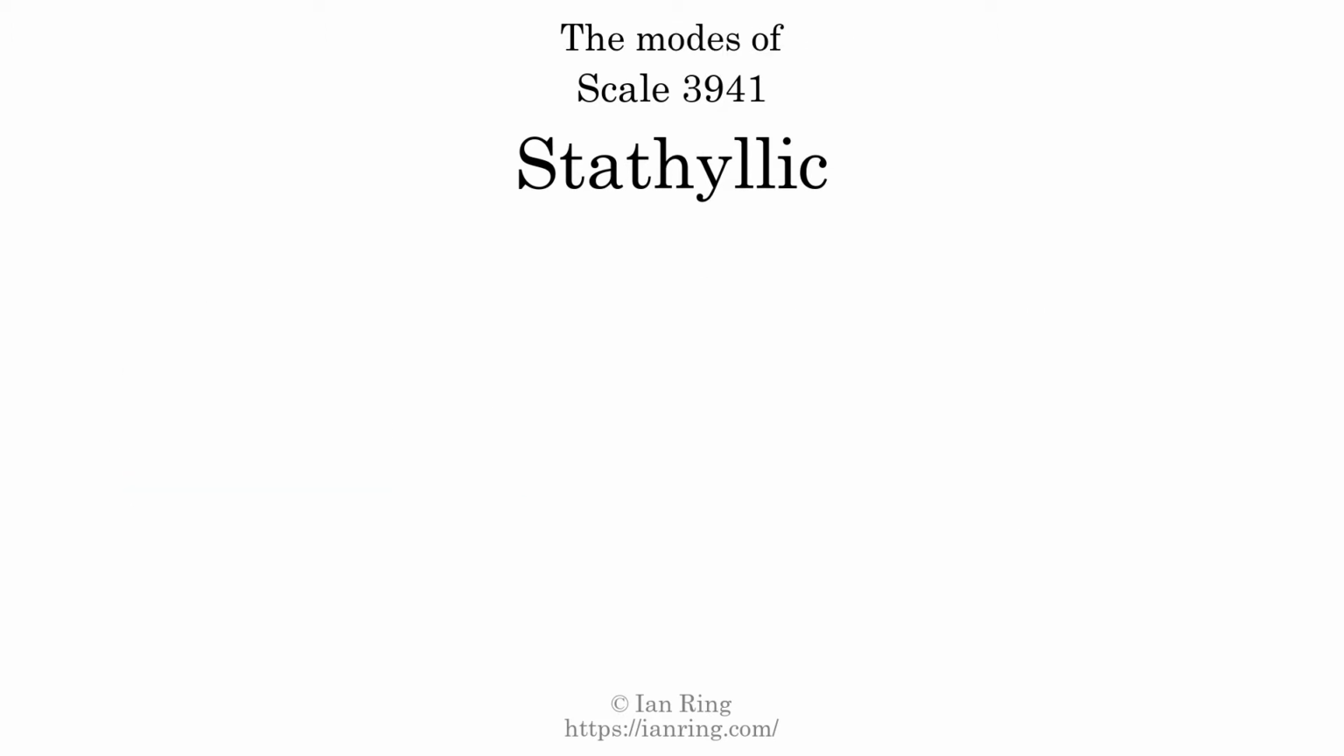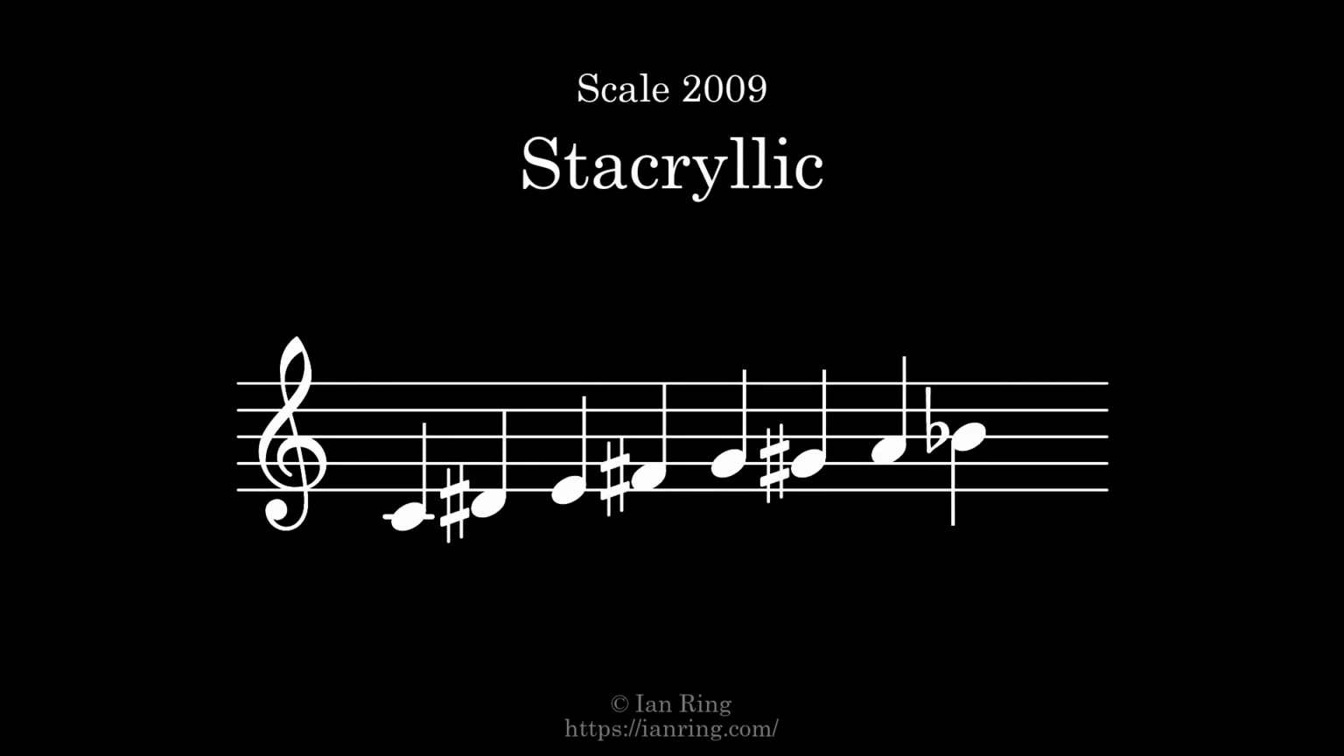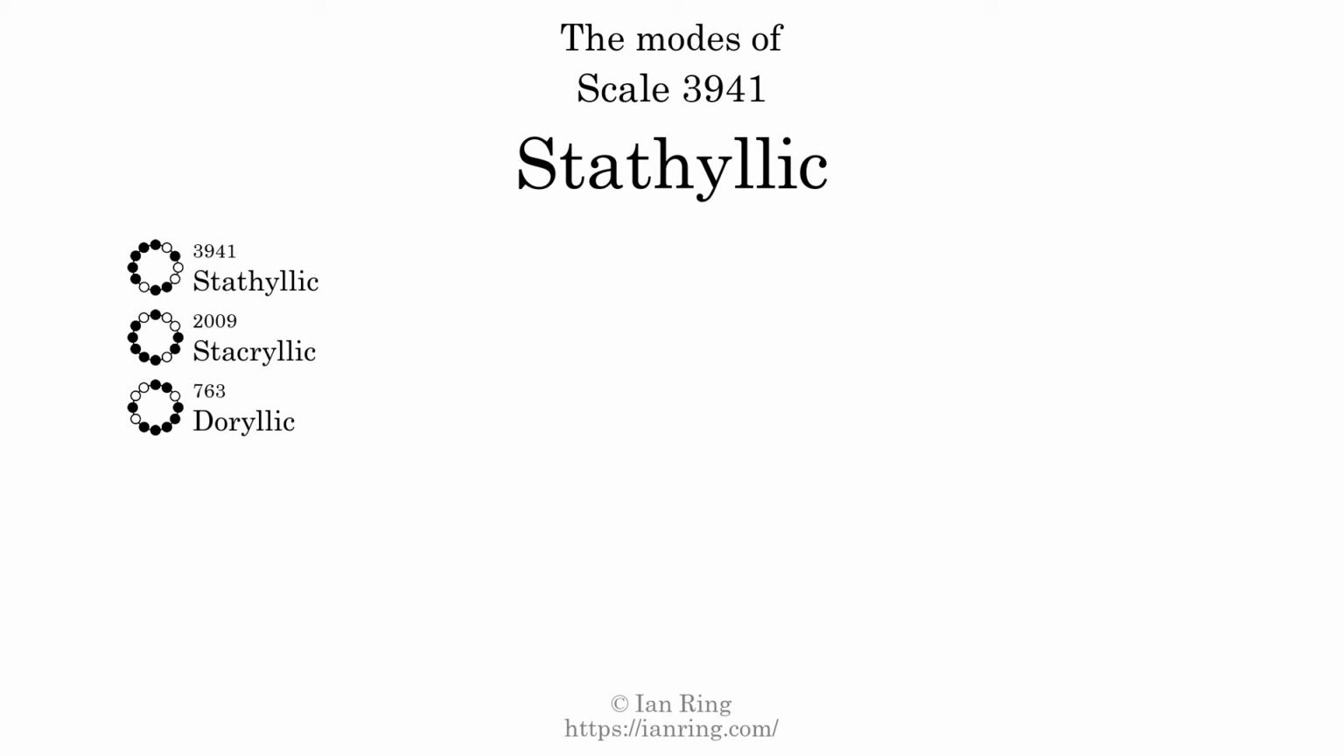This scale has 8 modes. The first mode is itself. The second mode is scale 2009, also known as Stathyllic. It sounds like this. The third mode is scale 763, also known as Rhinolic. It sounds like this.